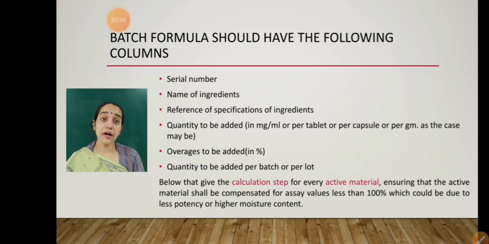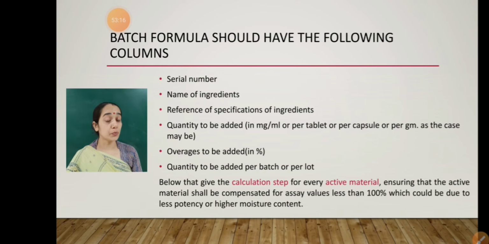And then the batch formula, what should it have? The batch formula should contain a serial number, and particular columns which justify the serial number, name of the ingredients, references of the specifications, meaning what the specifications are, according to which the product will be added and maintained. All the references with specification of the ingredient should be there, quantity to be added in milligram per ml, per tablet, per capsule, per gram, how much amount has been added.